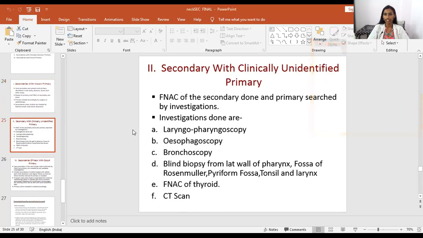Secondary with clinically unidentified primary: FNAC of the secondary is done, and the primary is searched for by investigations like laryngopharyngoscopy, esophagoscopy, bronchoscopy, blind biopsy from the lateral wall of the pharynx, fossa of Rosenmuller, pyriform fossa, tonsil, larynx, FNAC of the thyroid, and CT scan.